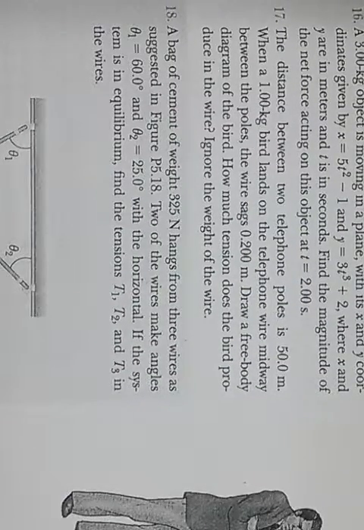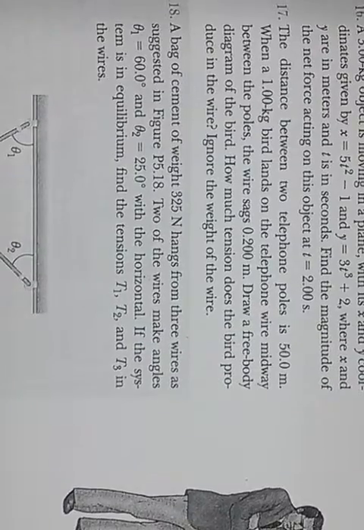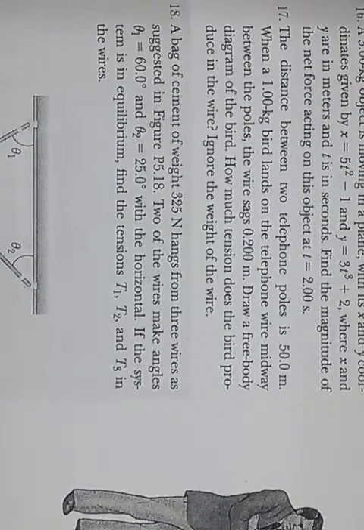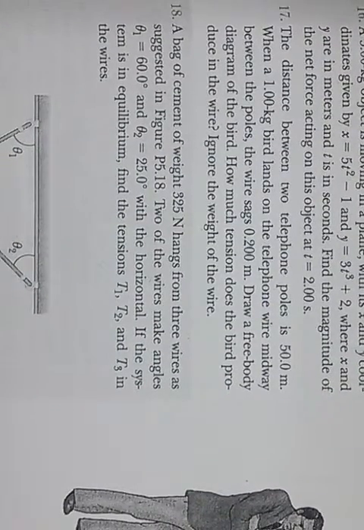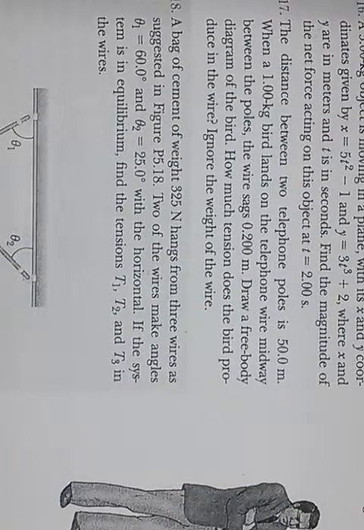In this video, we are going to be doing number 17 on page 141 of the AP Physics textbook. The distance between two telephone poles is 50 meters. When a 1 kilogram bird lands on the telephone wire midway between the poles, the wire sags 0.2 meters.